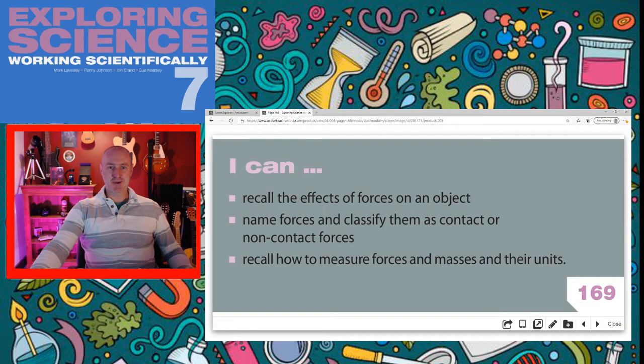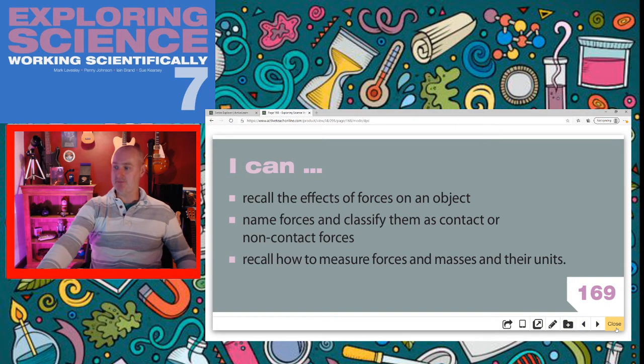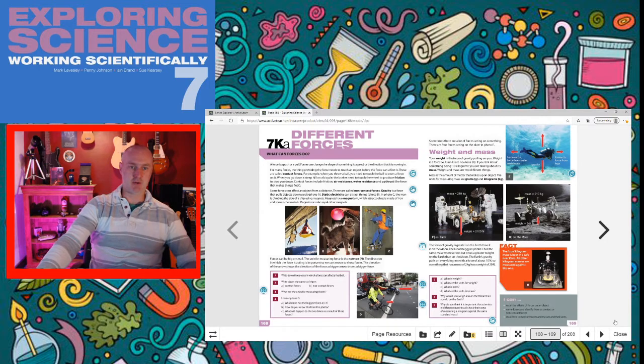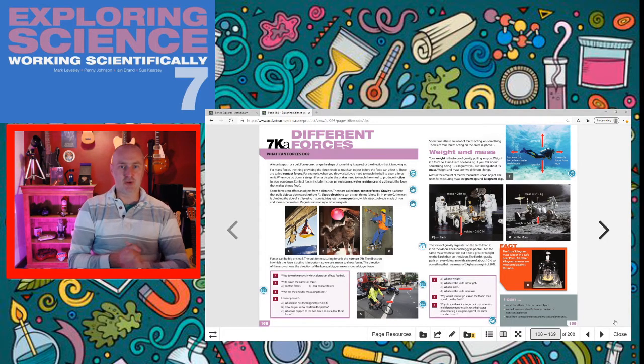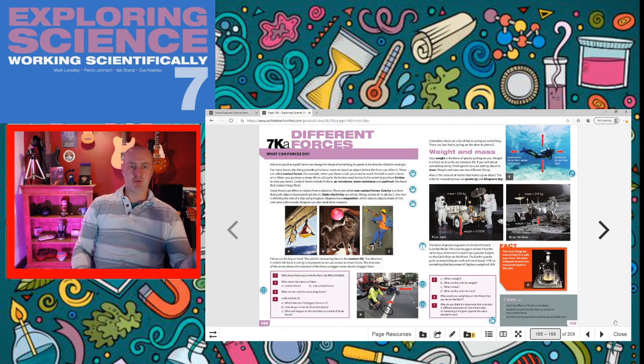So, how to measure force and mass, and the units. We've talked about mass. How do I measure it? We just use a microbalance. So, forces. What are the units of forces? Well, we talked about Newton and his first law not so long ago, and the unit of force is attributed to him. We call it the Newton.